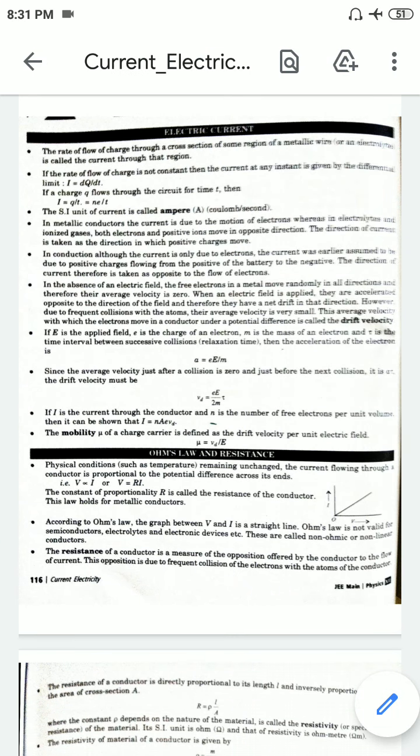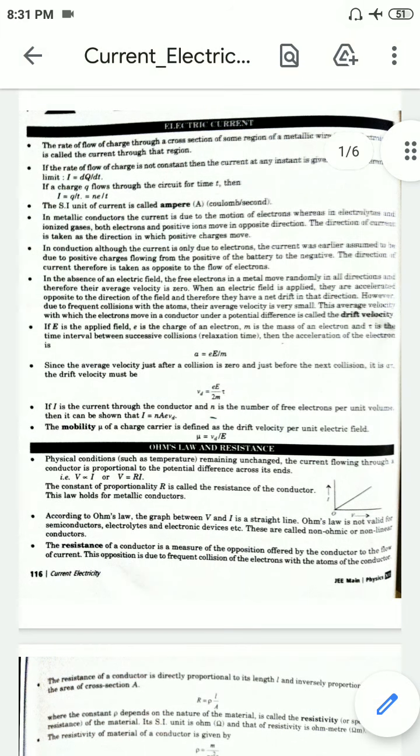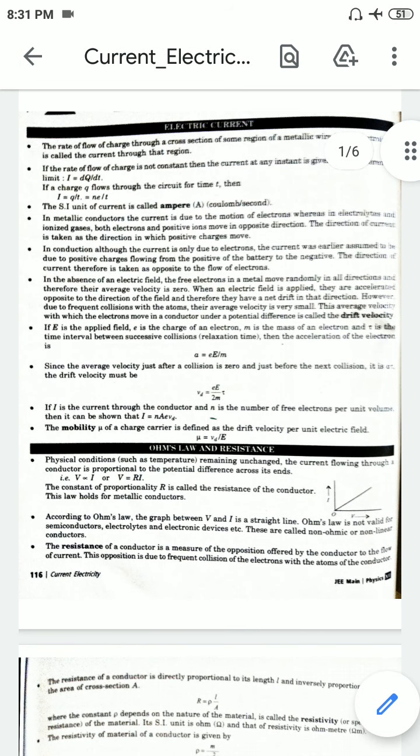Then we will see Ohm's law and resistance. If the physical conditions such as temperature, pressure, stress, and strain remain unchanged, then the current flowing through the conductor is directly proportional to the potential difference across its ends. So V is directly proportional to I, or V = IR. That is the equation for Ohm's law. The constant of proportionality R is known as the resistance of the conductor, and this law holds for metallic conductors.